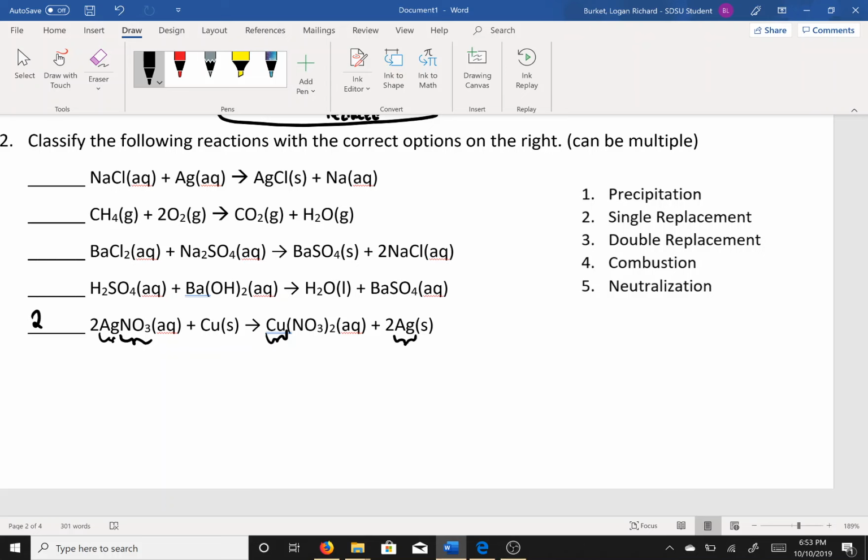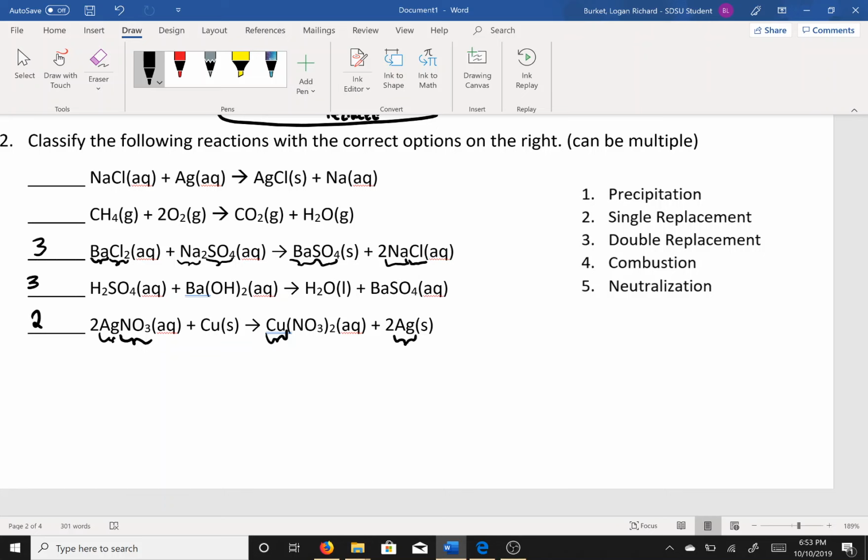Double replacement is where basically, like here in the third one, BaCl2, Cl switches to the other metal, and so does the SO4. So SO4 switches to the Ba, the Cl switches to the Na. So it's a double replacement, which is number 3. Same thing with the fourth one, that's also a double replacement.